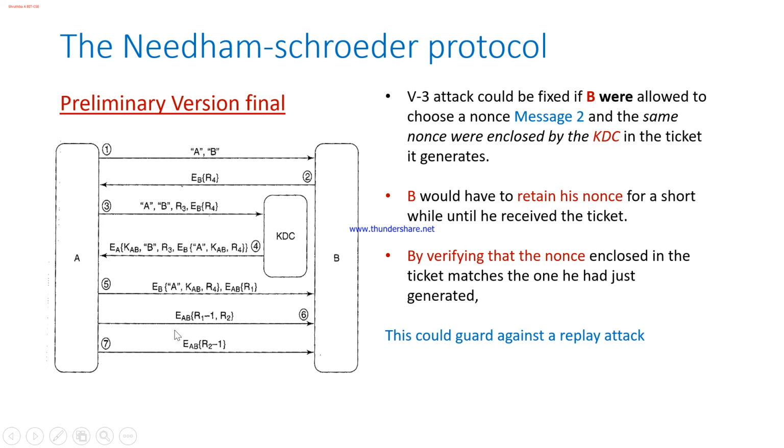On receiving this, B decrements R1 by 1, and a new challenge R2 will be generated and conveyed to A. A, on receiving that, will decrypt it and again encrypt the decremented value of R2 to B. So this is the final version, where the attacker would find it very difficult to attack this protocol. This is the final version of the Needham Schroeder protocol.